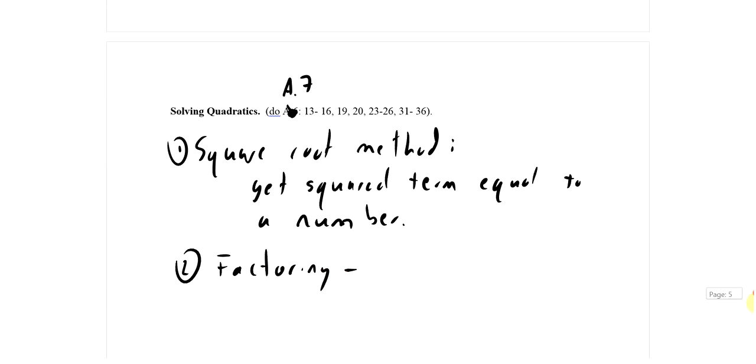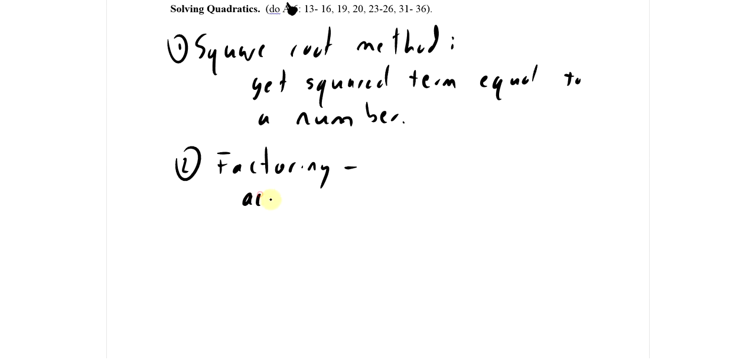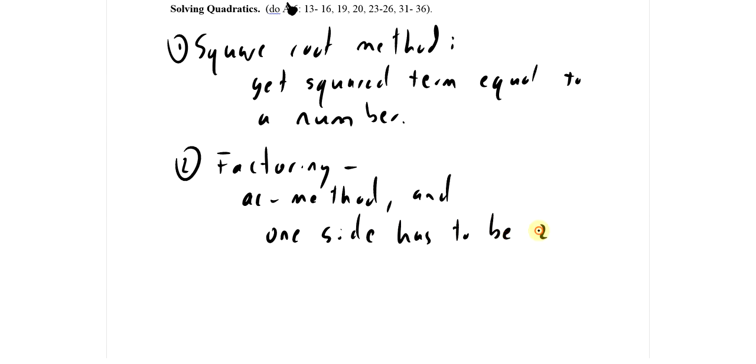What do we need to remember about factoring? Well, the AC method. And one side has to be 0. Right? So remember that the factoring is to get this times that equal to 0, and so you need the 0 on one side, so you can say either this is 0 or that is 0. And then 3 is a quadratic equation.